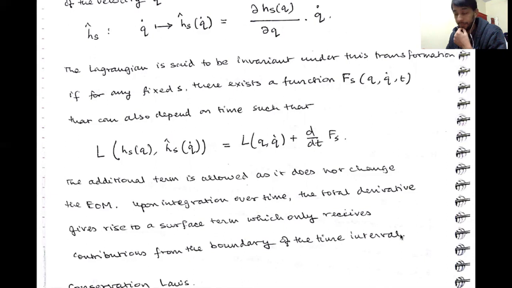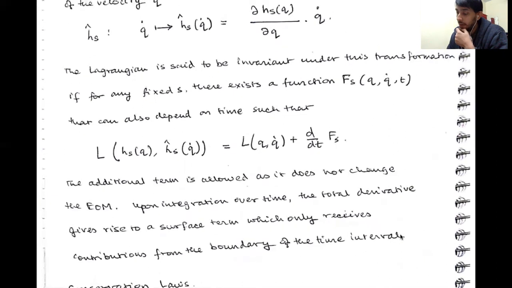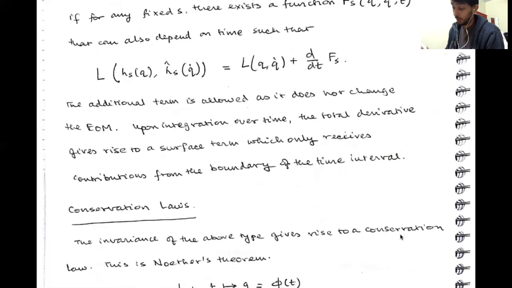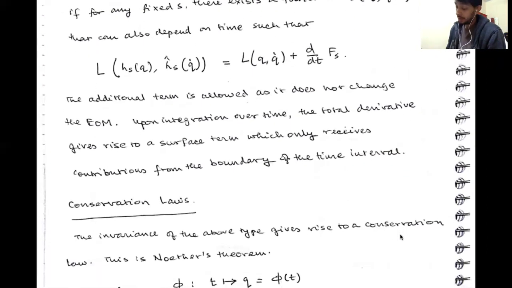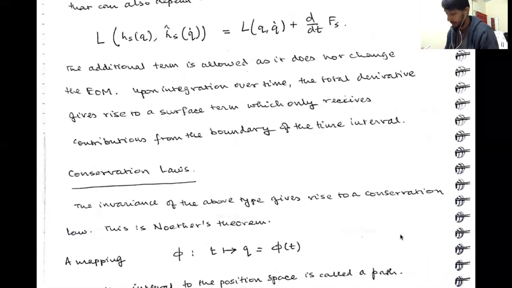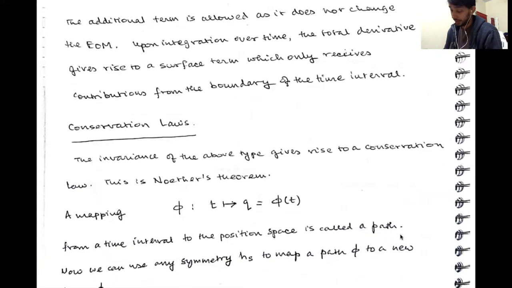Let's take this forward, okay? Now, linked hand in hand with symmetries are conservation laws. So there is something called Noether's theorem, which you have at least heard of. Let's just go through this. So the invariances of the above type give rise to a conservation law. This is known as Noether's theorem. So let's look at this.